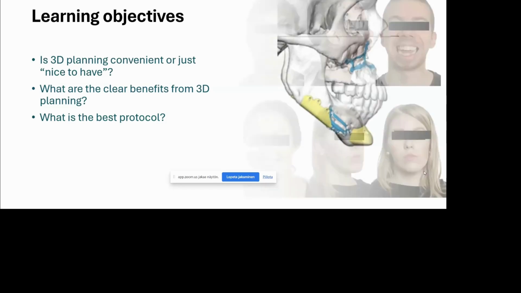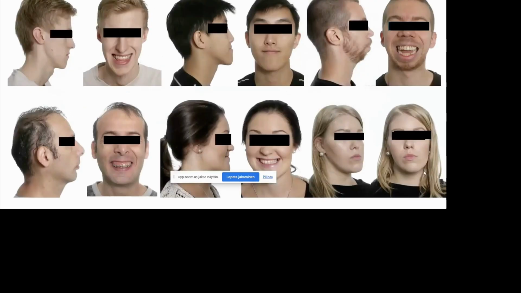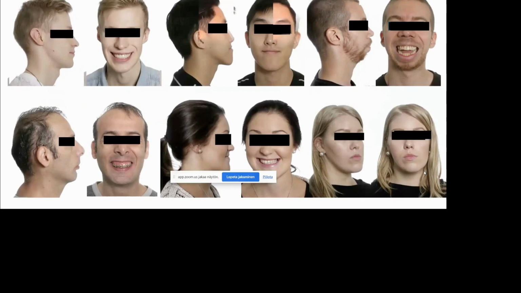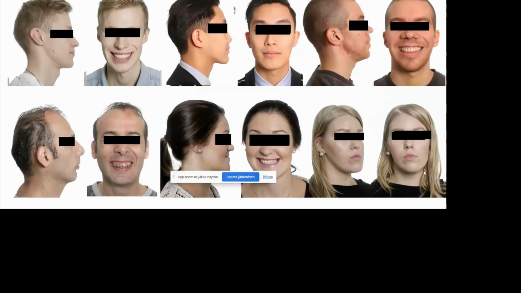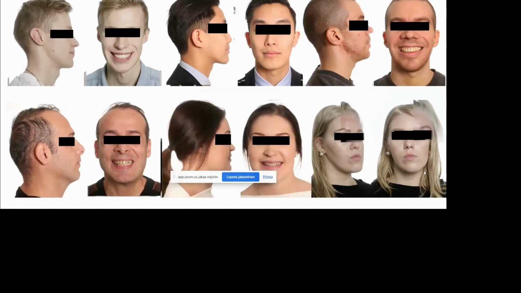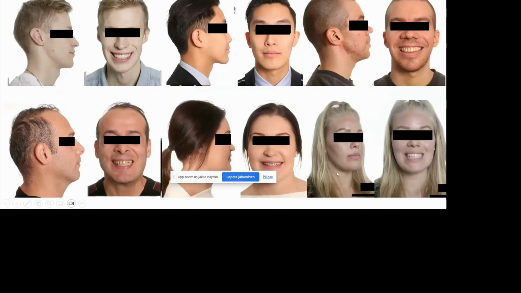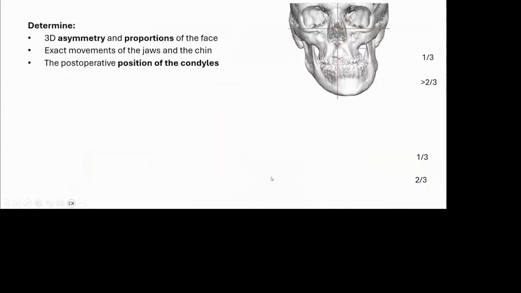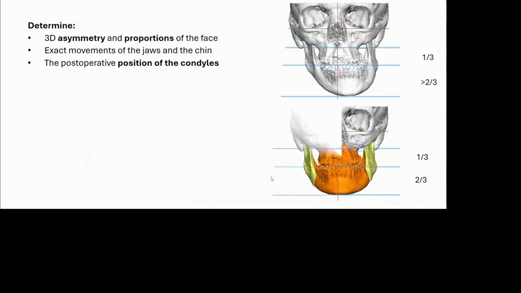miss anything important. As we all know, orthognathic surgery has the aim to re-establish function, but not only function, also create aesthetics for patients, and we want to get the most stable and reliable outcome in the shortest time possible. With 3D planning, it's actually really possible and nice to achieve a precise outcome and a predictable outcome. It's easy to determine 3D asymmetry and proportions of the face.